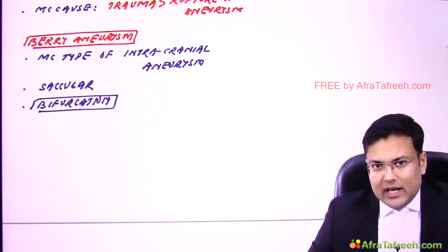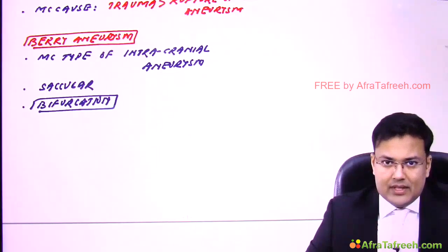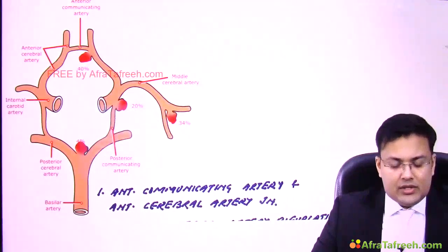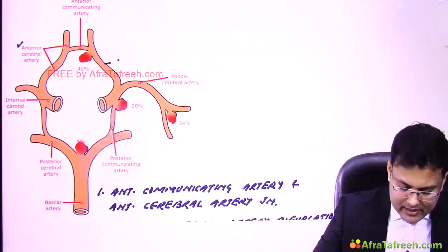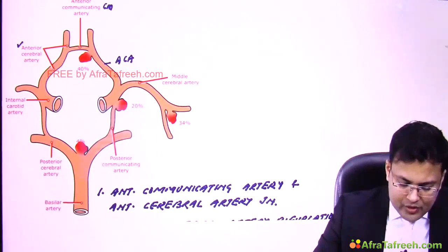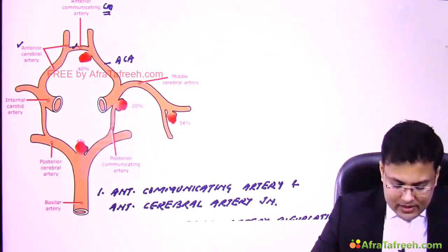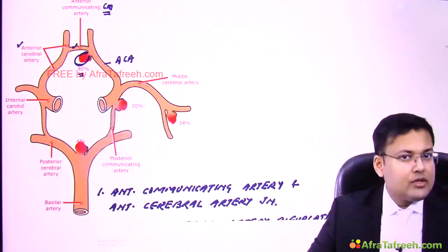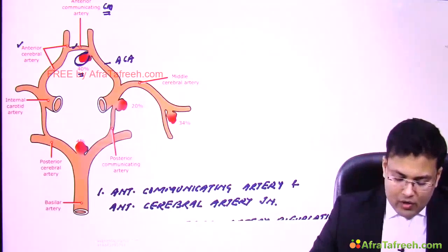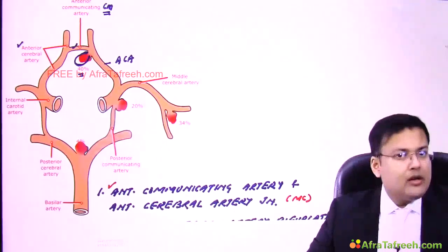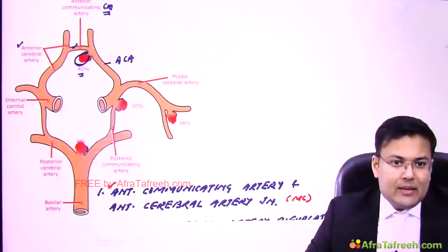Now see the distribution. There is some controversy related to exact percentage, so the most accepted percentage we are going to discuss with you. Now see the most common site of Berry aneurysm. It is seen in anterior circulation. See, this is anterior cerebral artery, and here you can see this is anterior communicating artery. So there is the junction of anterior cerebral artery and anterior communicating artery. This is responsible for 40% of cases. So overall, the most common site is the junction of anterior communicating artery and anterior cerebral artery.